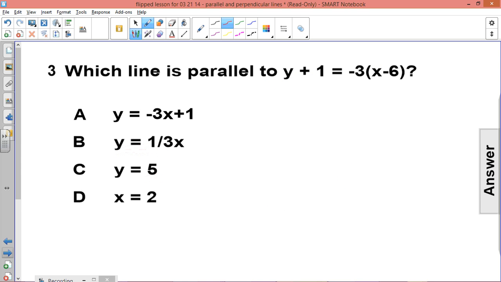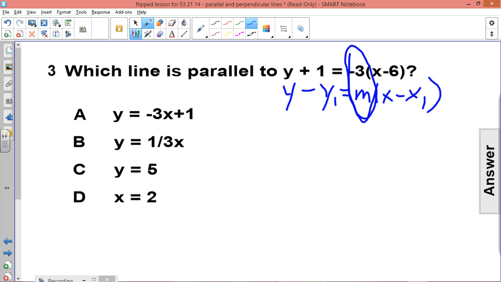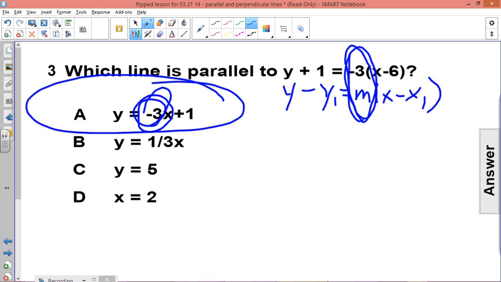Which line is parallel to y plus 1 equals negative 3 times x minus 6? Well, this might stump you for a second, but just remember this is in point-slope form: y minus y1 equals m times x minus x1. I don't really care about anything other than my slope, which is the m part. m is negative 3. All I need to do is find one of these other equations that has a slope of negative 3. There, it looks like a negative 3. It's got to be that one, because that's in y equals mx plus b form, and I know my m is negative 3.